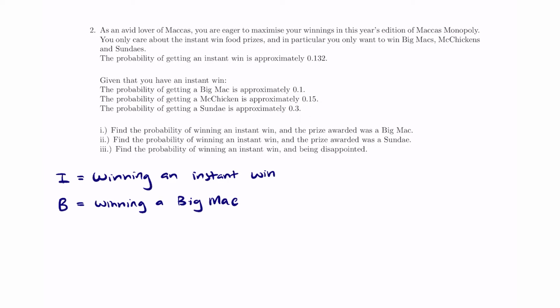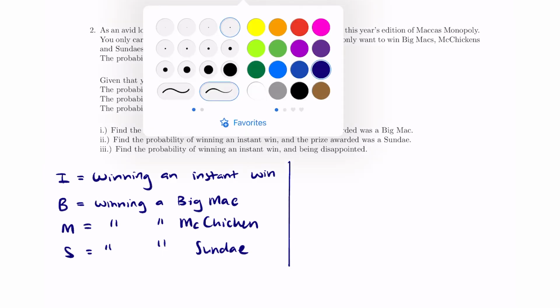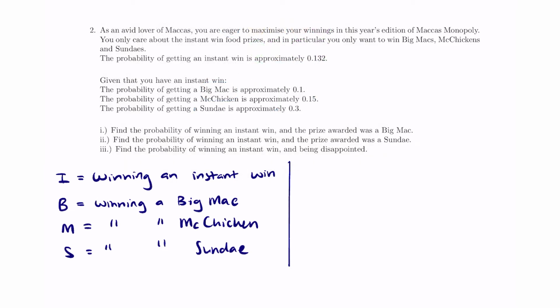And let's let events M and S be M for McChicken and S for Sunday. Right, so we've made our definitions. So we want to find the probability of getting an instant win and winning a Big Mac. So that's going to be the probability of I and B. So how do we work this out? Well, if we've got conditional probabilities, we're going to want to rearrange our conditional probability formula.